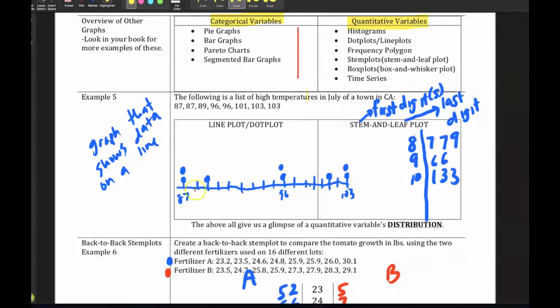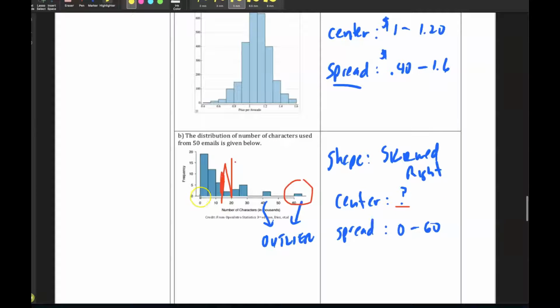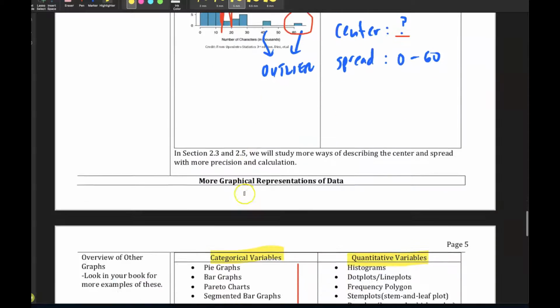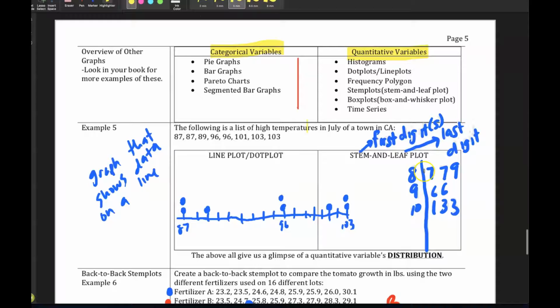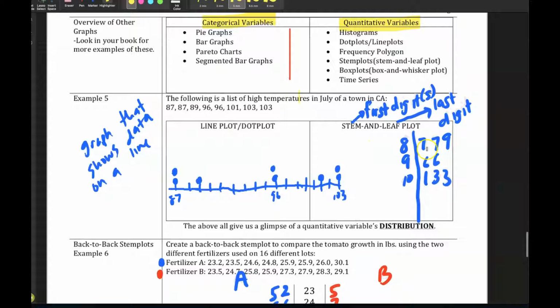Again, it is like a histogram, but we more likely have single values versus a histogram, where we had a range of values, like 0 to 5, 5 to 10. Subtle differences there. Something called a stem and leaf plot. These are the first digits and the last digits. If you look at it, this means 87, 87, 89, 90. The first digit is the stem, the leaf is the last digit. So it's 101, 103. It's just another way of writing this data out in an organized fashion.